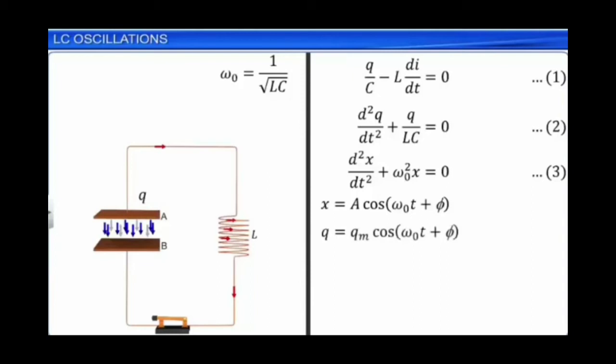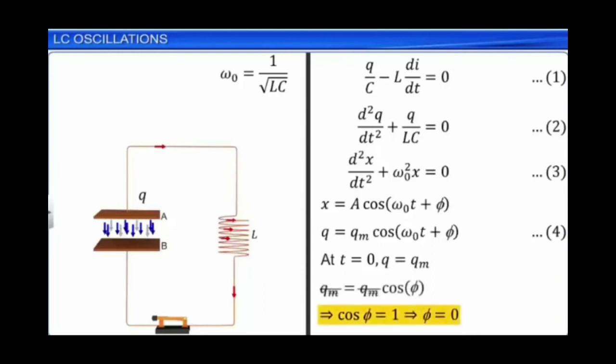So in the same way, we can write the solution for equation 2 as q is equal to qm cos(omega 0 t plus phi). Here qm is what we call the amplitude, that is the maximum charge. That is, at time t equal to 0, q is equal to qm.